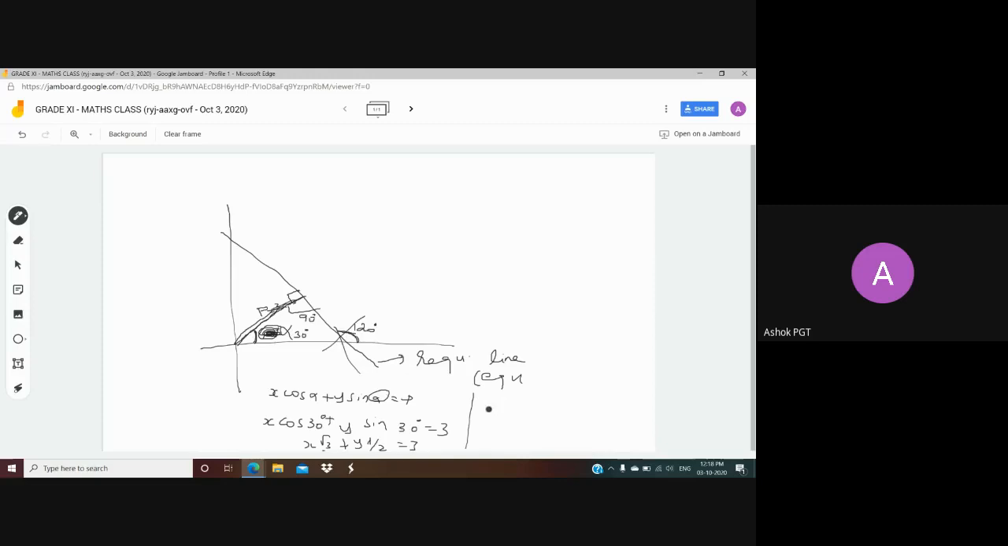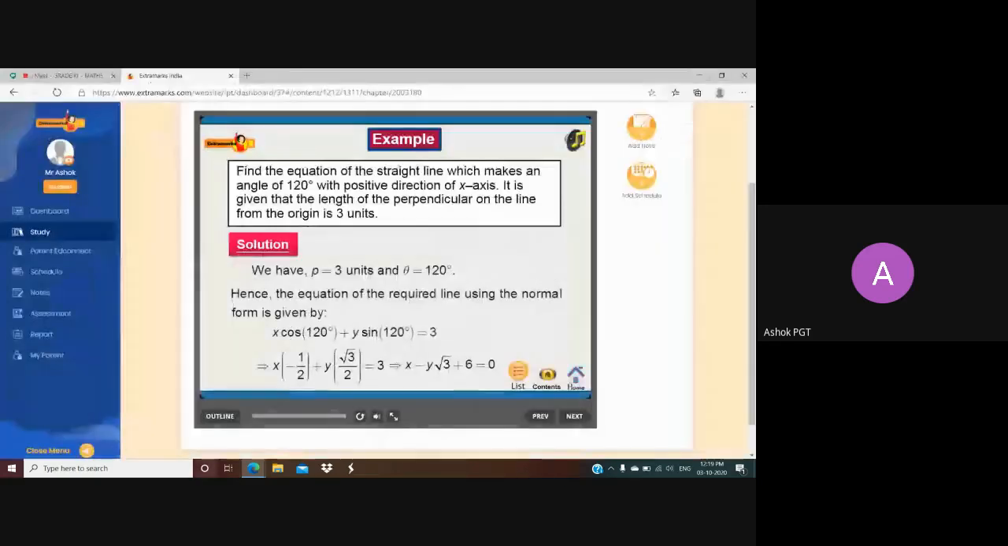So if you take 2 as common in the denominator, we will have root 3 into x plus y by 2 is equal to 3. So we can say root 3 x plus y is equal to 6. This is the equation of the straight line. I don't know whether they have given the same answer or not, but conceptually this is wrong. Conceptually this is wrong. Are you clear, students? Students, are you clear with this concept?